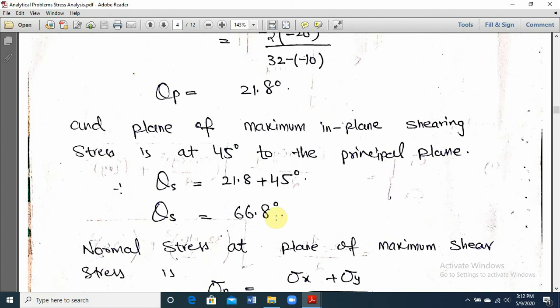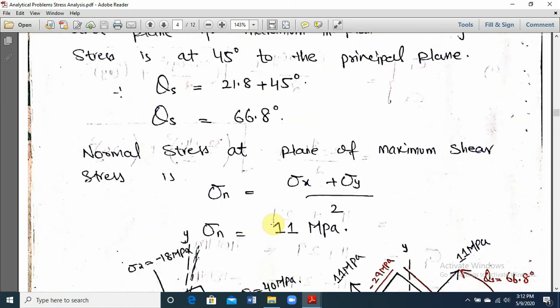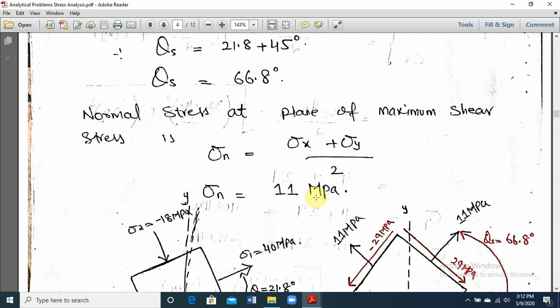As we know that there will be no shear stress on principal plane, therefore the shear stress on principal plane will be equal to 0, whereas the normal stress on maximum shearing plane is equal to average stress. Sigma n is equal to sigma x plus sigma y divided by 2, which is 11 megapascal.